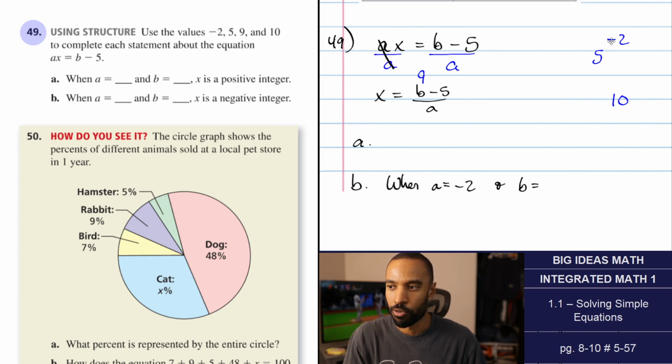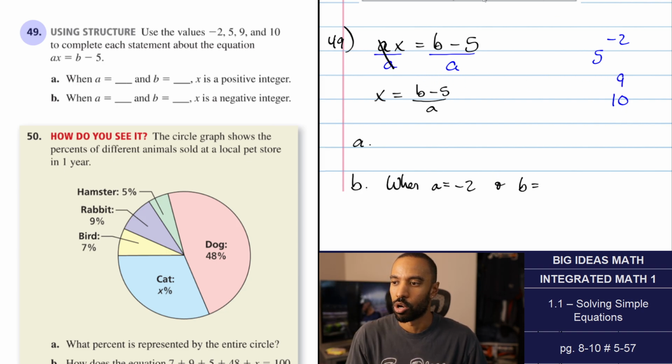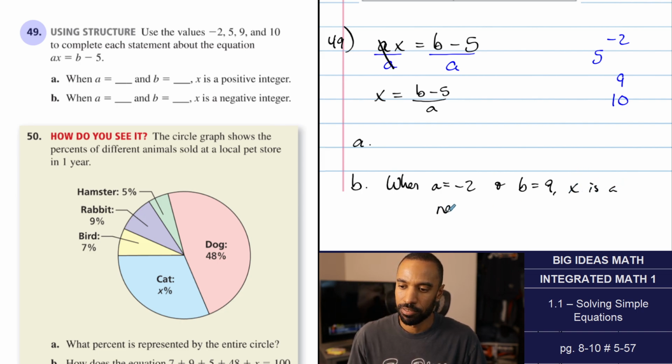9 minus 5 is 4. 4 divided by -2. Sorry, I was looking at what else a could be. 4 divided by -2 is -2. So b would equal 9. It's just a little guess and check, I guess. x is a negative integer.